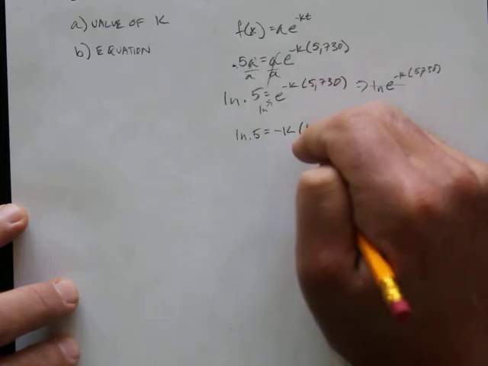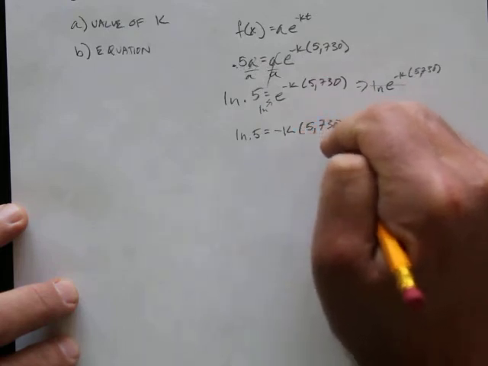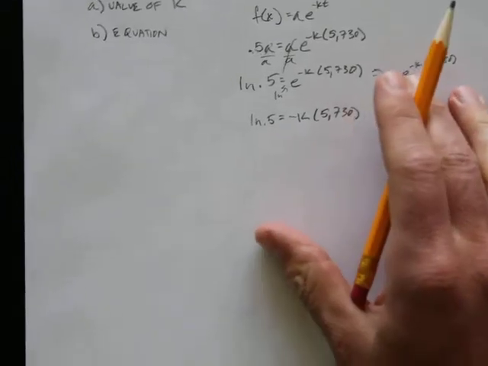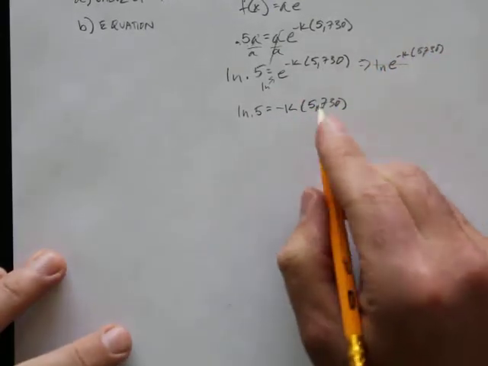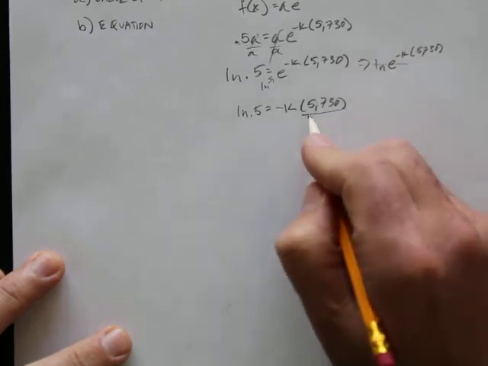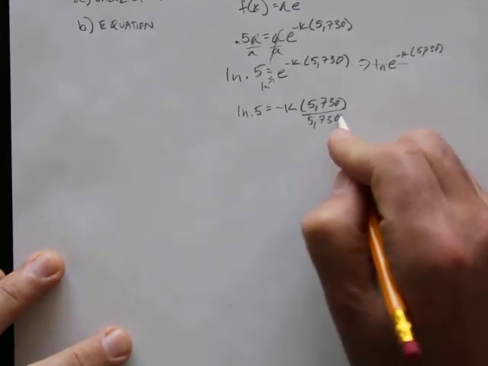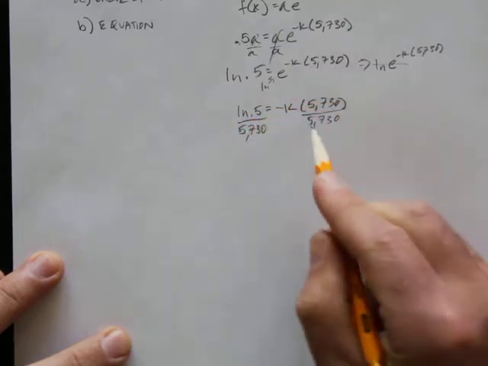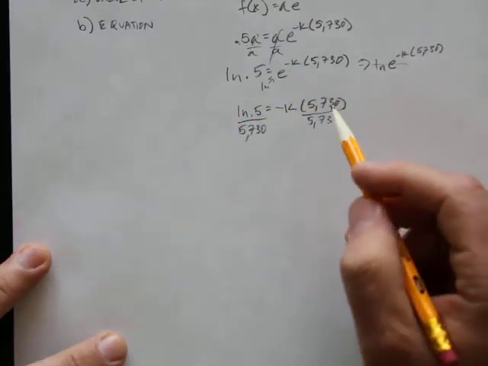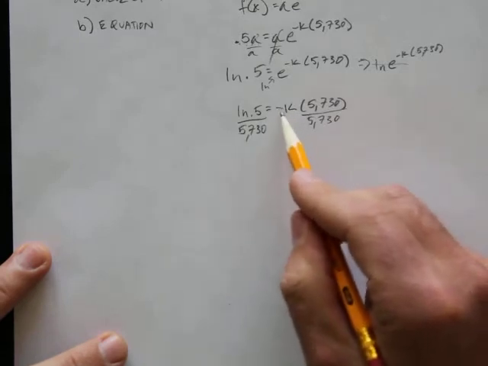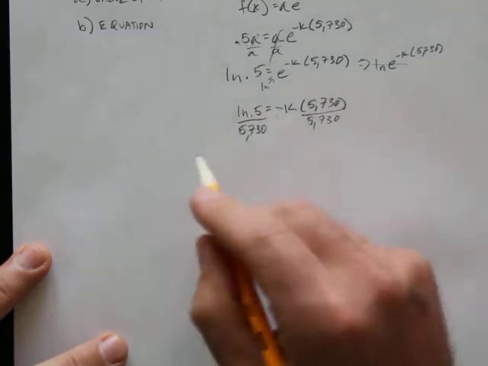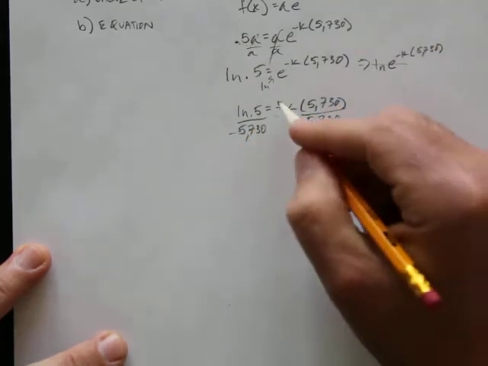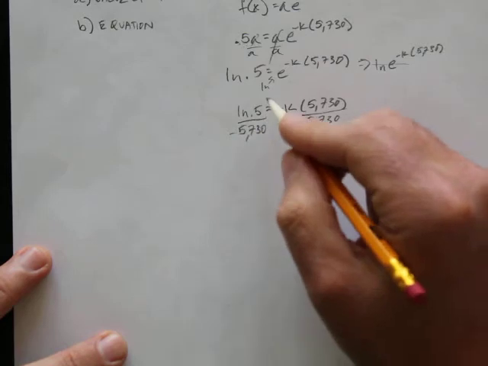So the natural log of e, remember our properties, those just go away, and I end up with k times 5,730. Now, all I have to do is divide both sides by this 5,730, and I'll find out what this is. And then I'm going to also have to deal with this negative here. So maybe I'll just divide it by negative there.